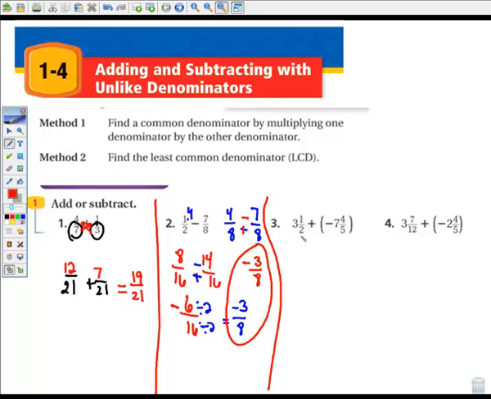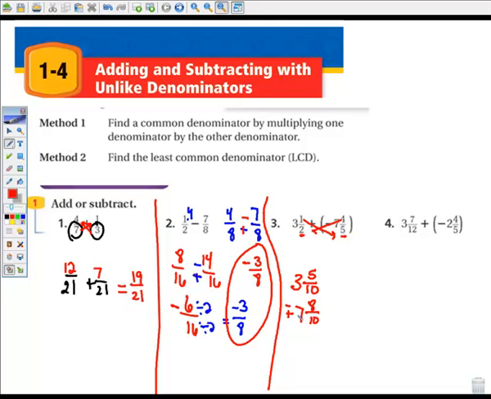I'm going to use method 1. I only look at the fraction part. So 5 times 2 is 10. And I like to stack them this way vertically. And 5 times 2 is 10. And then 1 times 5 is 5. 4 times 2 is 8. So I end up with 3 and 5/10 plus a negative 7 and 8/10.